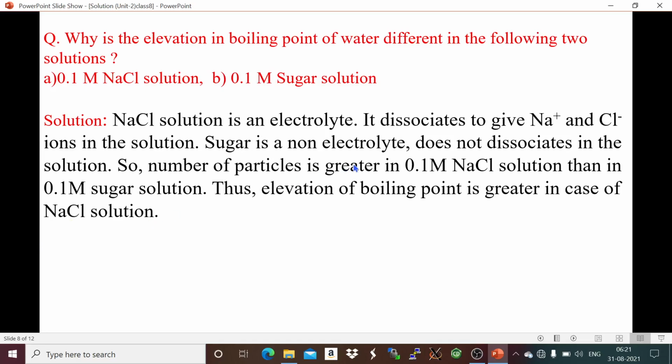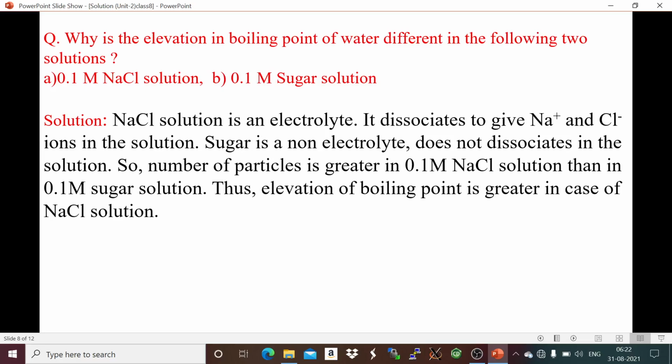So from here we can say, as I already said, colligative property completely depends on the number of particles. So the more the number of particles, the greater the value. If a particular solute undergoes dissociation, the number of particles increases, so the colligative property value, that is the elevation of boiling point, increases. But in the case of solutes which do not undergo any association or dissociation, the number of particles remains the same.